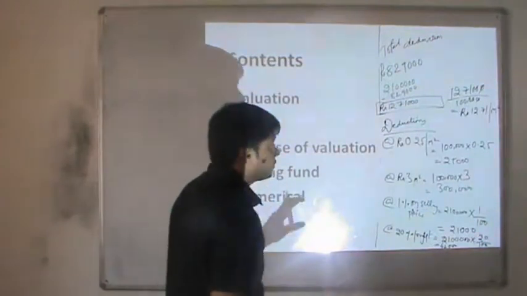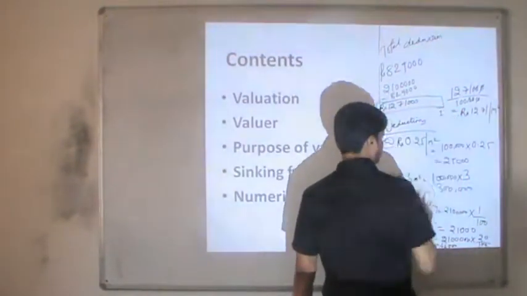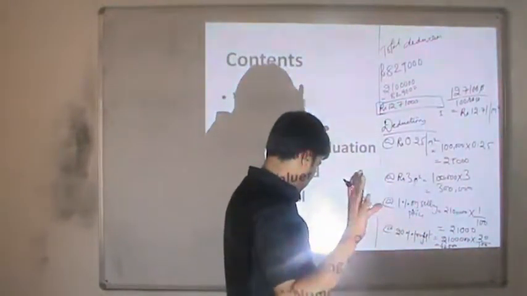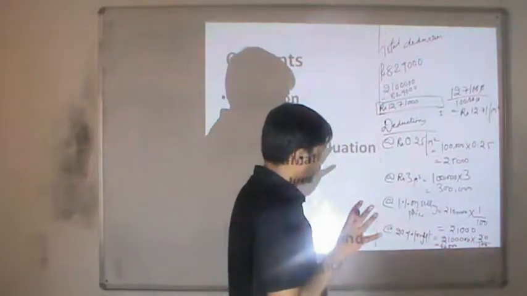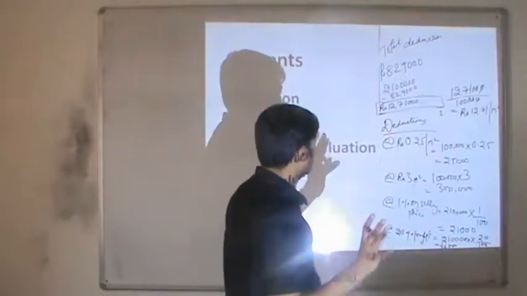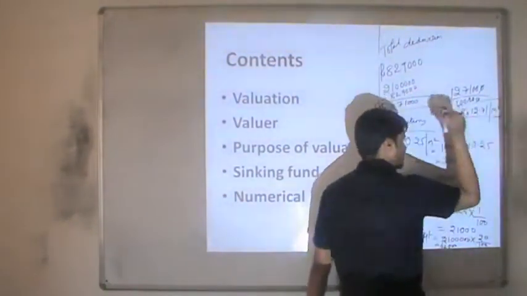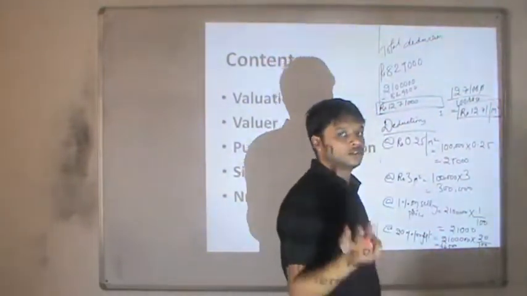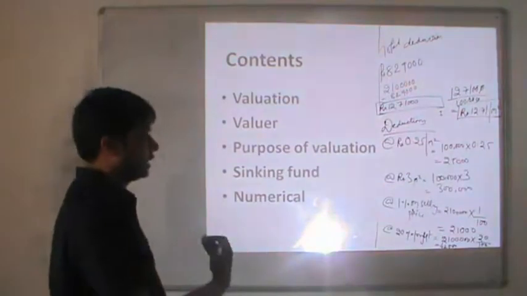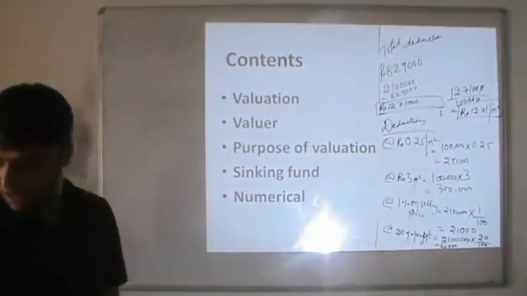So the colonizer must purchase the whole land at the rate of rupees 12.71 per meter square. Then only he will get 20% profit on that land after selling it. So this is how we will do the valuation of the land.